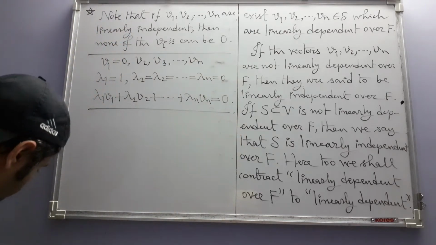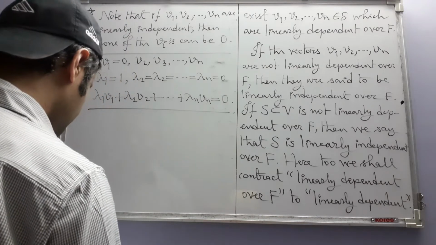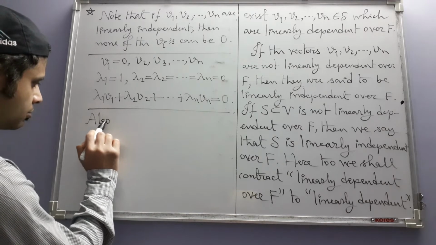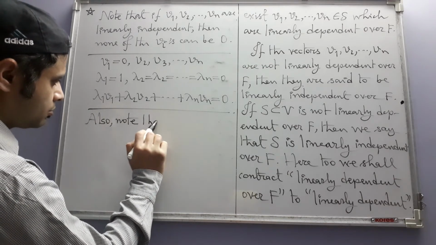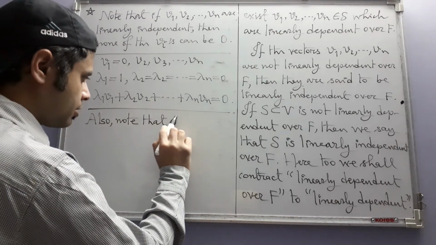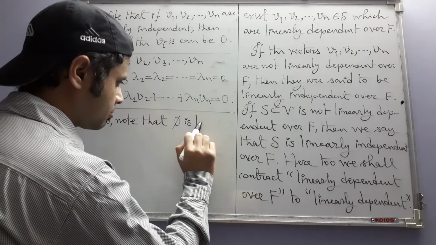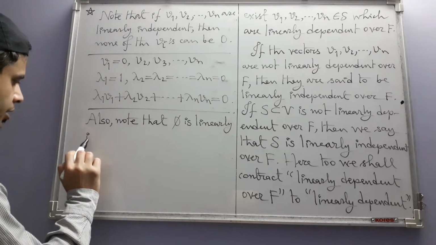And then something else is also true. One more very easy consequence of these definitions is this. Also, note that the empty set is linearly independent.